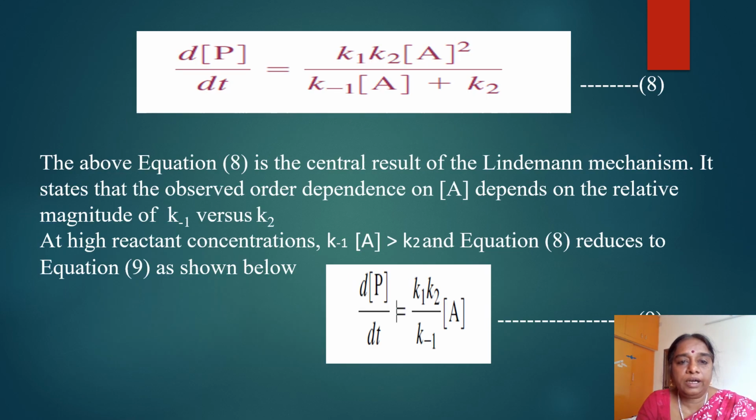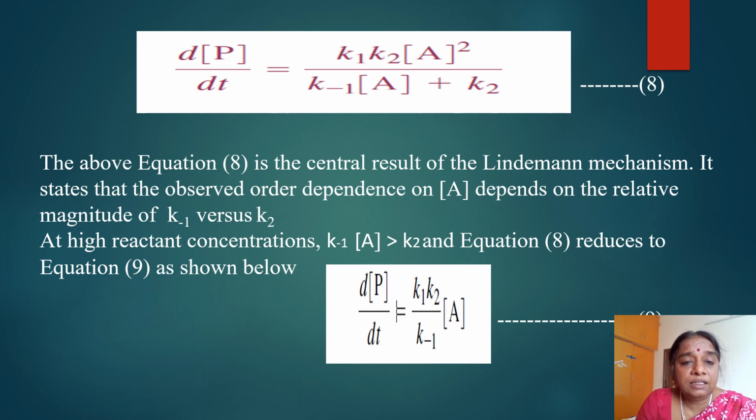The net reaction rate is given by equation 8, which shows that dP by dt is equal to K1 into K2 into A power 2 divided by K inverse 1 into concentration of A plus K2. In this equation, the first order or second order dependence of the reaction is determined by making use of the relative magnitudes of the two terms involved in the denominator of equation 8. The equation is the central result of the Lindemann mechanism.